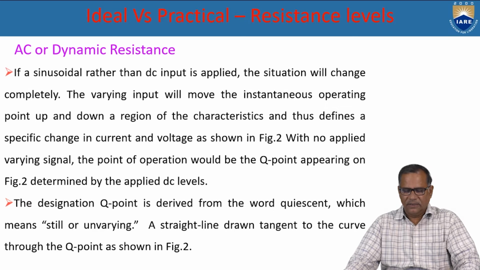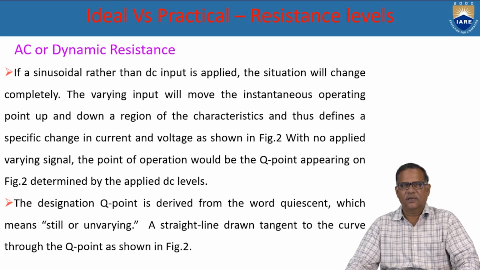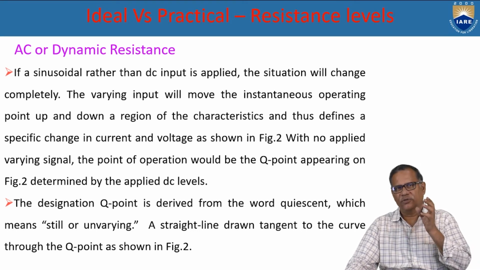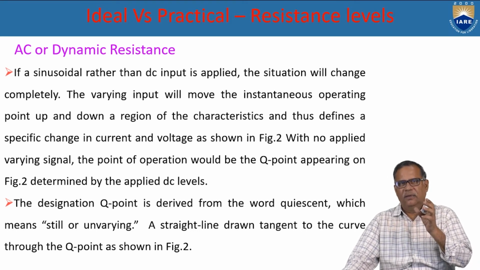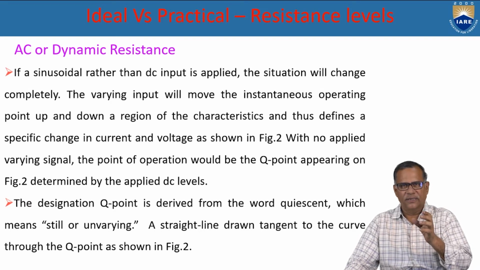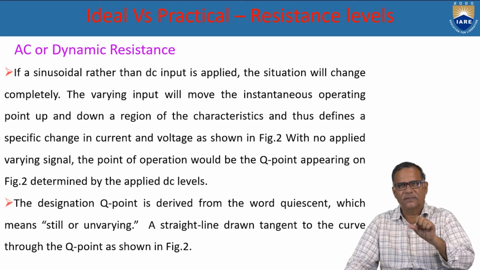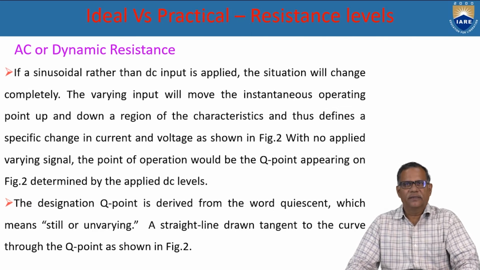So the designation Q point is derived from the word quiescent. So it is also called still or unvarying. So Q point corresponds to the DC operating voltages where the current and voltages are fixed. So when AC signal is applied, we are going to have variations around this Q point, resulting in the dynamic resistance.